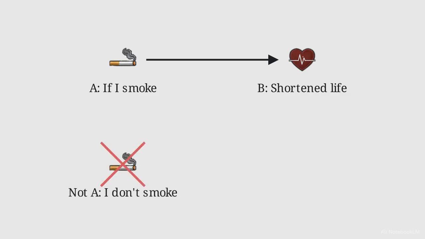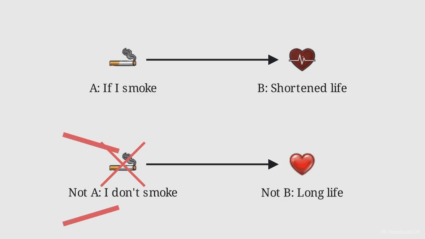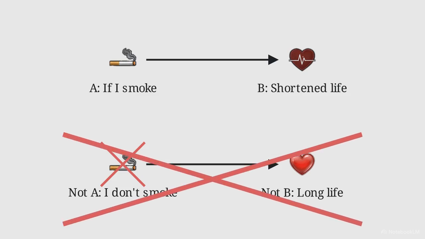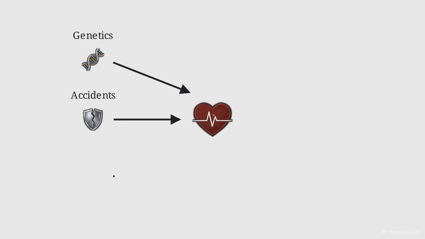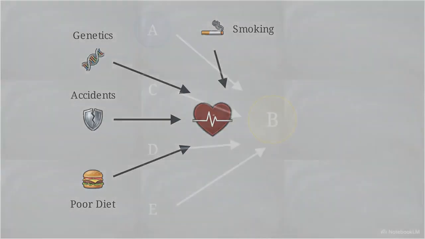The logic fractures right here. By denying the antecedent, the arguer assumes smoking is the singular cause of a shortened life. They miss the entire cluster of other possibilities, genetics, car accidents, or poor diet, that can still lead to the same outcome. When we strip away conversational English and plug statements into logical variables, we immediately expose when someone is ignoring the complexity of real-world causes.